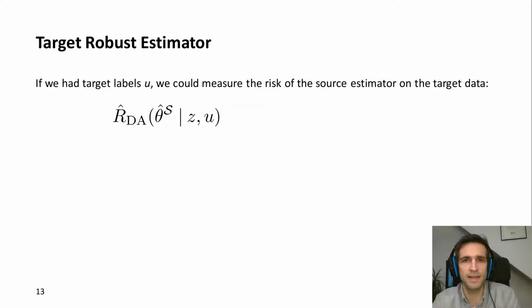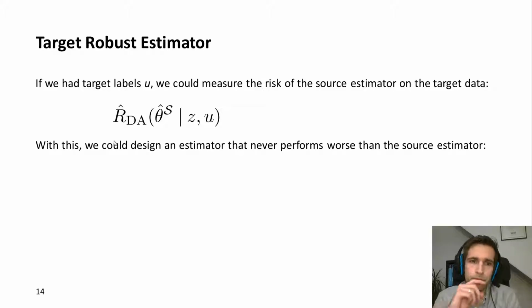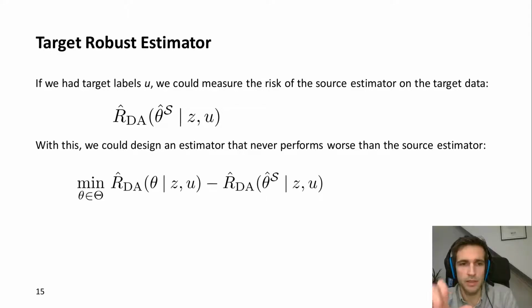So if we had these target labels U, we could measure the risk of the source estimator on the target data. So that's what you see here. That's the source estimates, target samples, and then these target labels U. And then we measure the empirical risk by plugging them into this function. So with this, we could design an estimator that never performs worse than the source estimator. So that's this difference in risks.